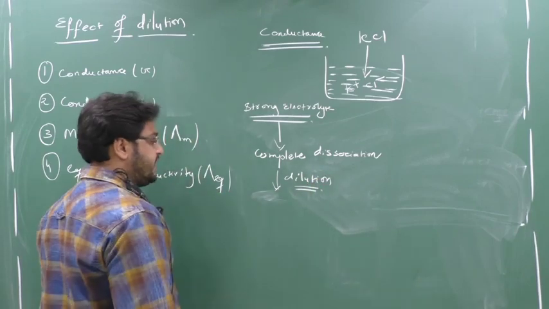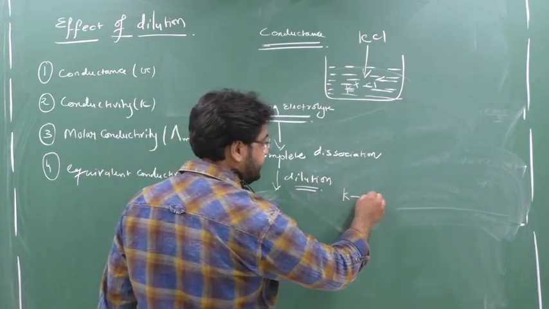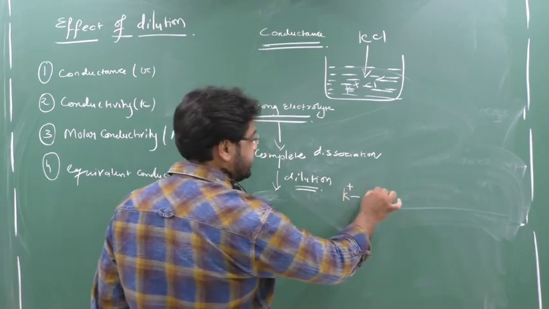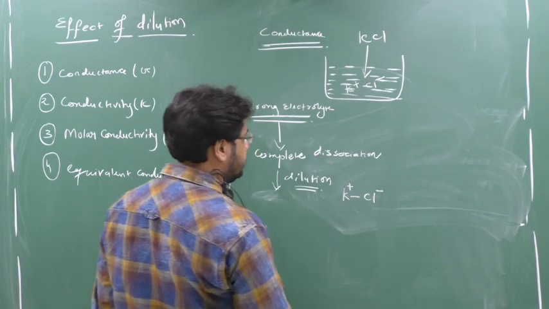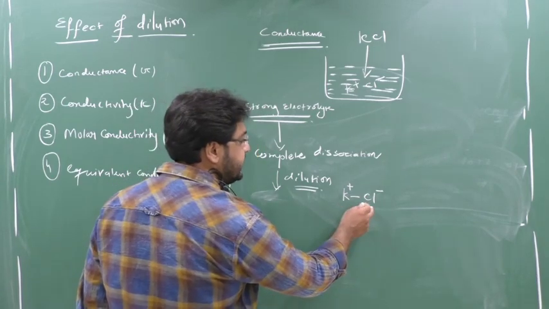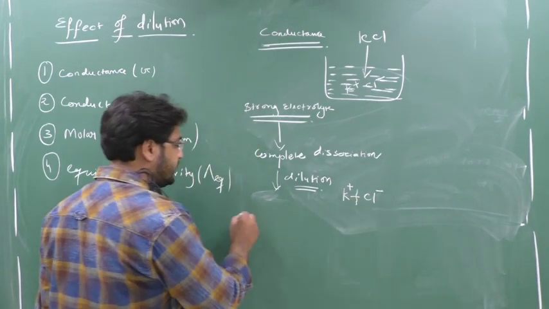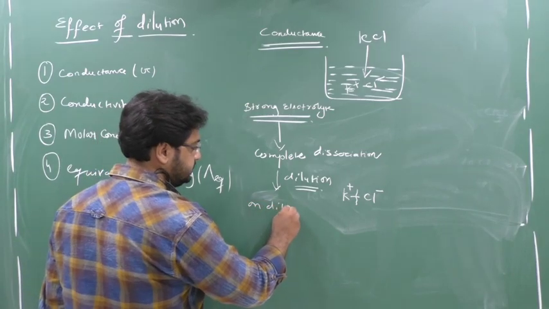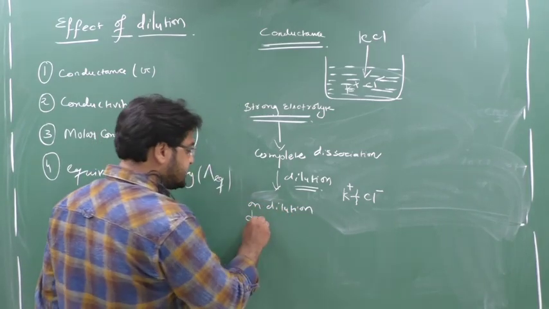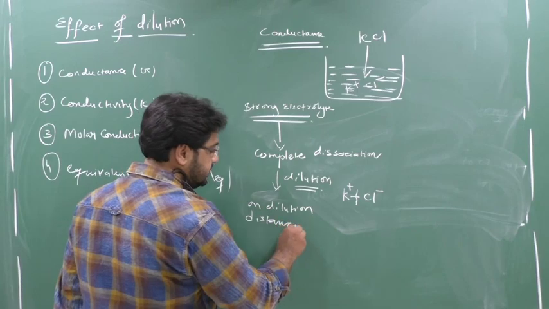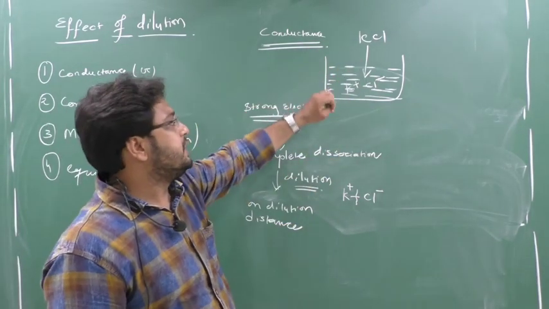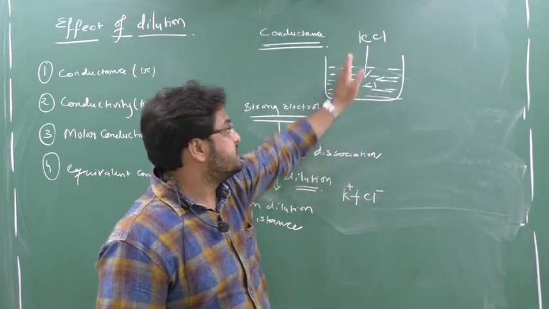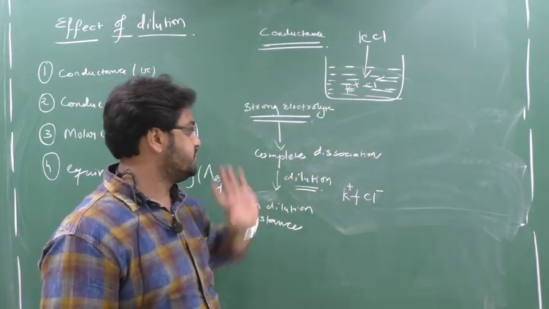When I dilute, as and when I add the water, see here, first I was having KCl, which had K plus and Cl minus. What happens on dilution? The distance between K plus and Cl minus increases. I have taken KCl and put it in water. When I put it in the water, it dissociates into K plus and Cl minus in this much amount of water, so there is complete dissociation.